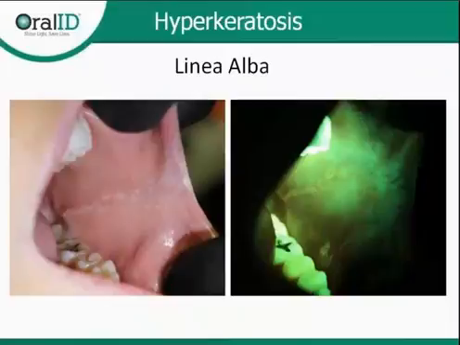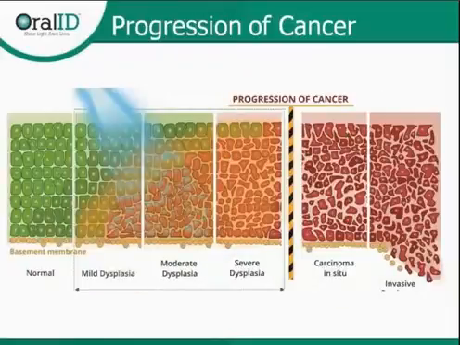If you see white in both exams, we're not worried about that. This is hyperkeratosis, and that's okay. And so let's start to look at the abnormalities.